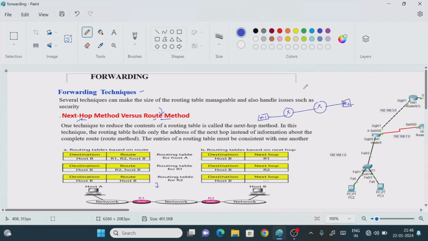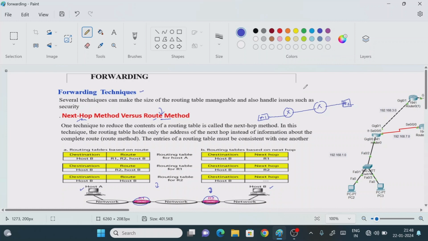If you observe here, we need to send the packet from host A to host B, nothing but system A to system B. Here we have router 1 and here we have router 2. The meaning here you need to understand is that when you want to communicate from one network to another different network, we require something called an L3 device. That L3 device we are calling the router.